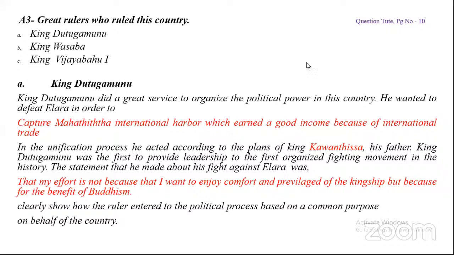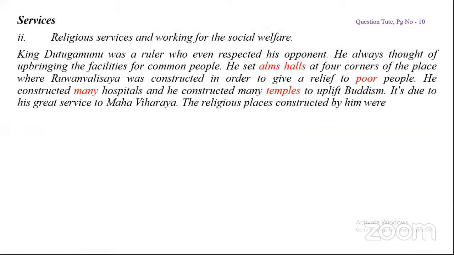Okay. So now we see Dutugamunu's next part, services. You can write about the services of a king. But as I told you, don't write that he constructed temples or irrigation systems. You have to give exact answers, like religious services and working for social welfare.